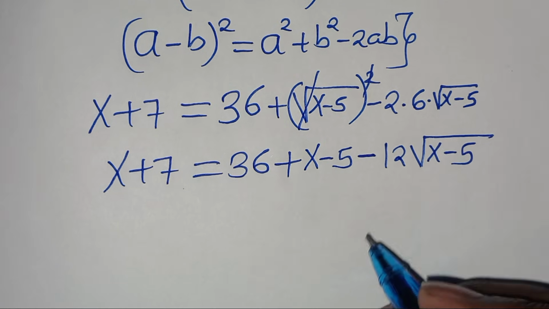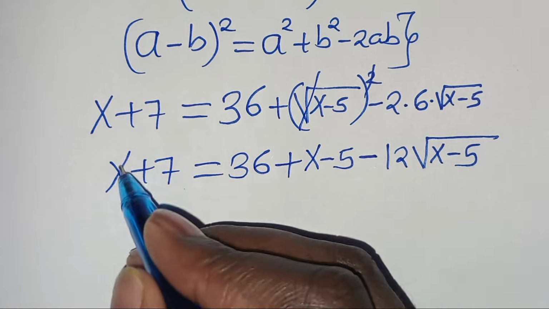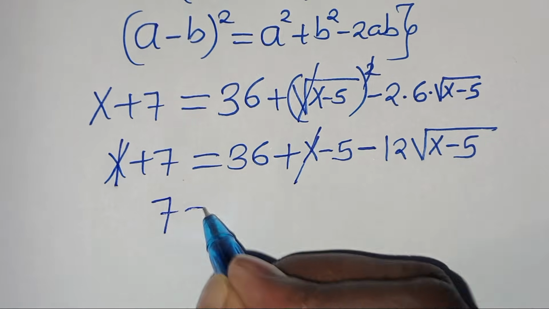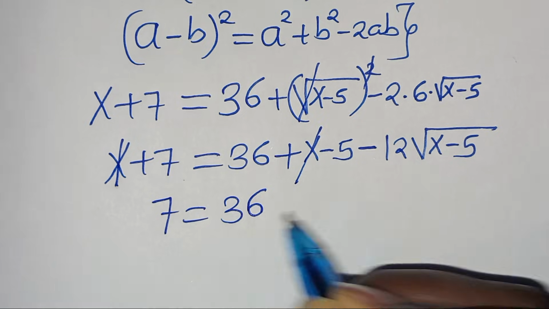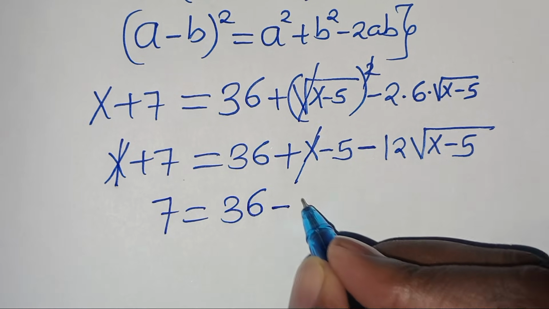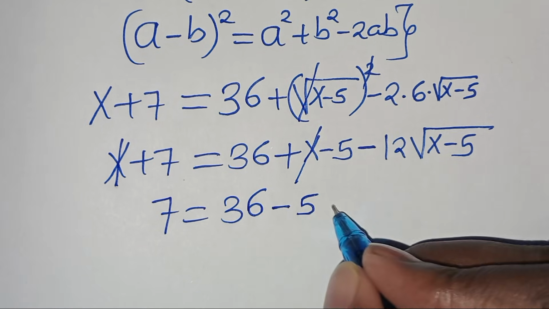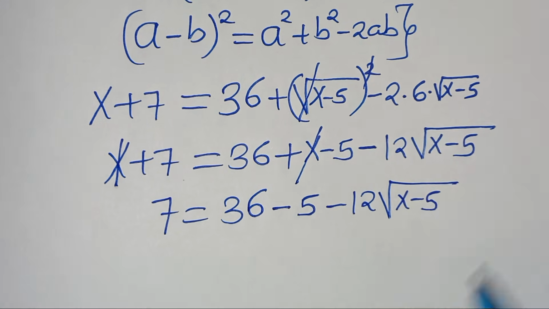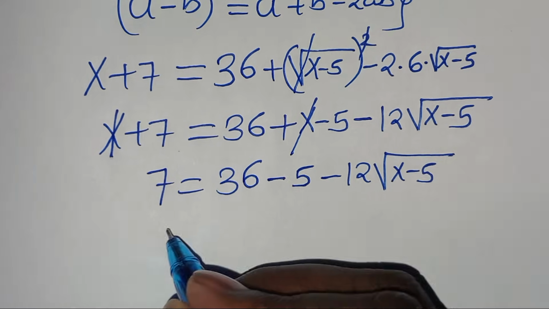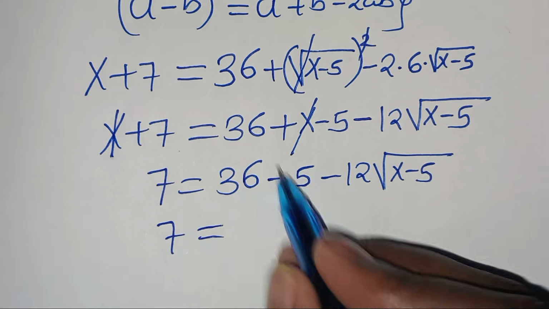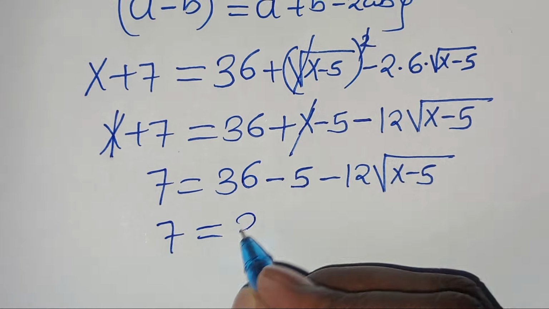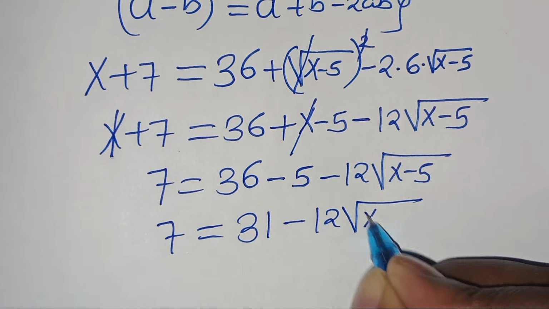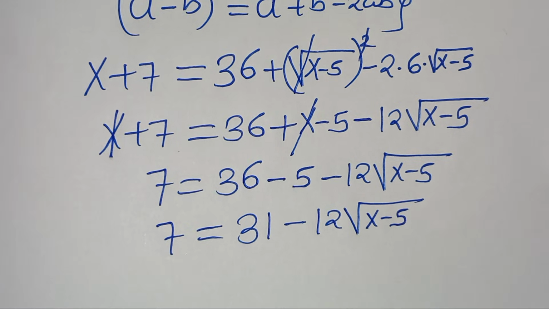Now, the next step is that we have x on the left hand side, which simplifies with this x, so that we have 7 equal to 36 minus 5, then minus 12 square root of x minus 5. So we have 7 equal to 36 minus 5, which is equal to 31 minus 12 square root of x minus 5.